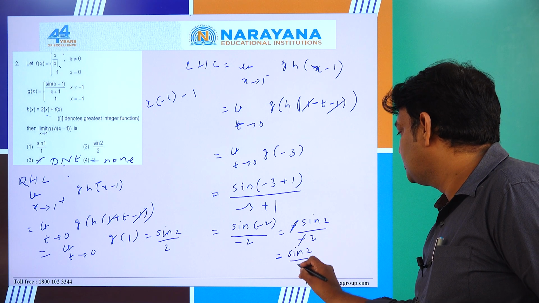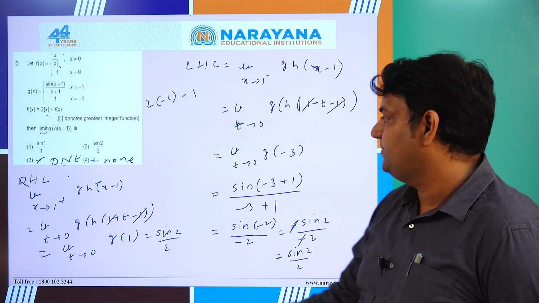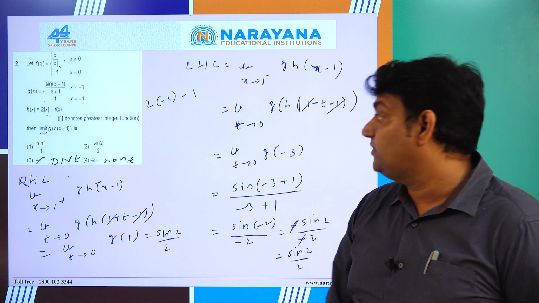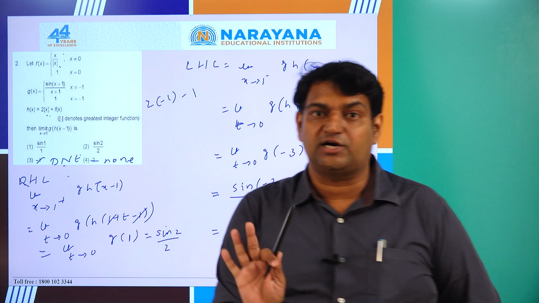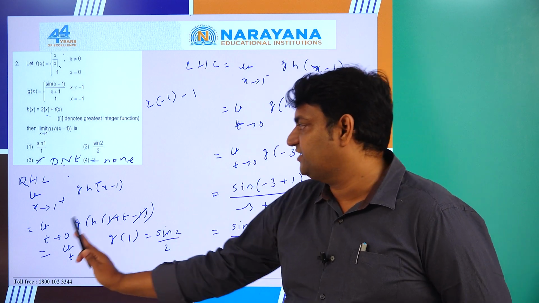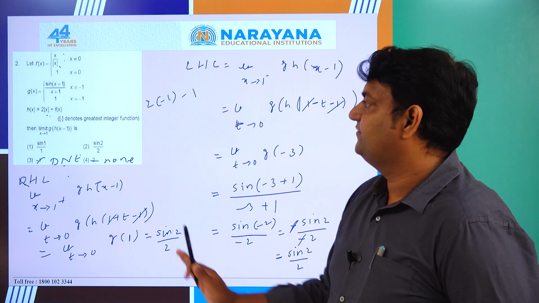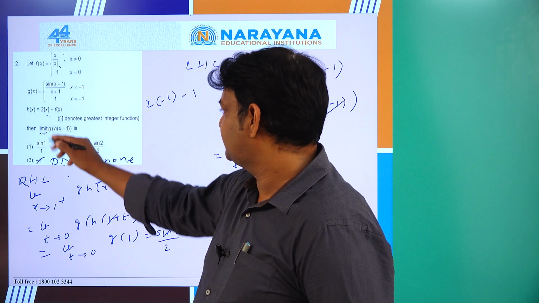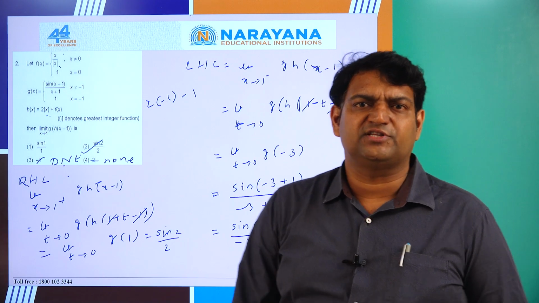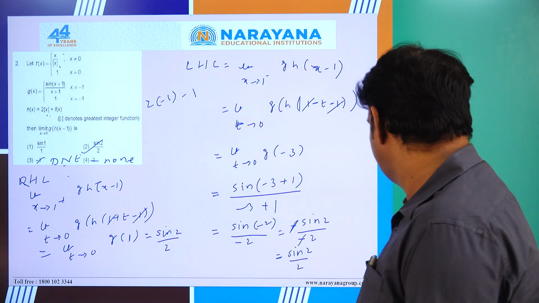Now observe that left hand limit we got sine 2 by 2, right hand limit also we got sine 2 by 2, and he only talks about the limit, he is not asking you to check the continuity. So for limit it is enough to check the left hand limit and right hand limit. If they are equal, we say that limit exists and that is equal to what? Sine 2 by 2. So the answer for the second one is option 2.